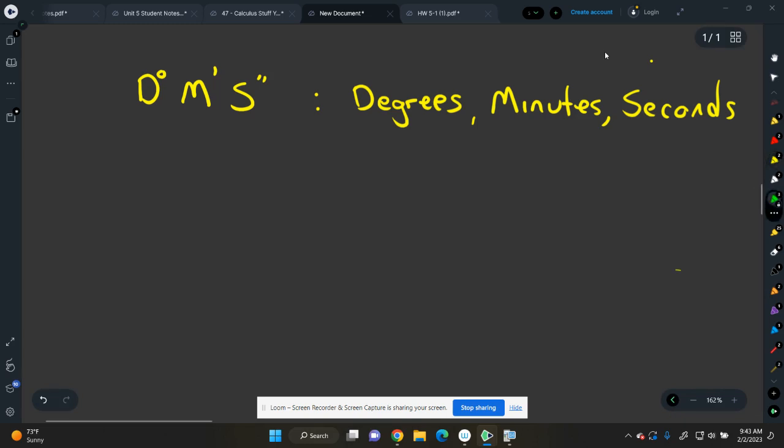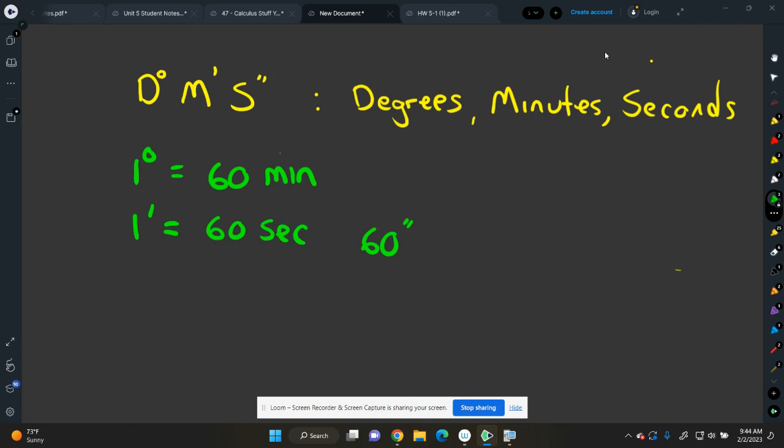So this is actually pretty straightforward. 1 degree is equal to 60 minutes. It's like a clock, okay? And the minutes, by the way, the symbol is just a single apostrophe. 1 minute is 60 seconds, right? And seconds are written like a double apostrophe or quotation, okay?